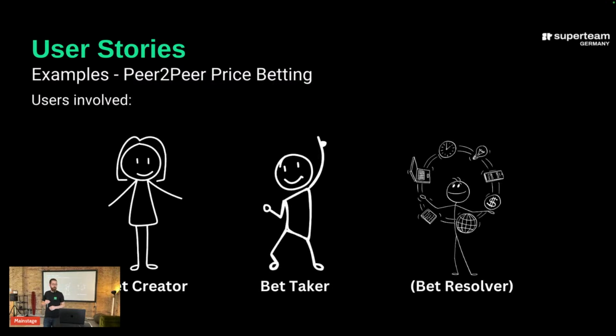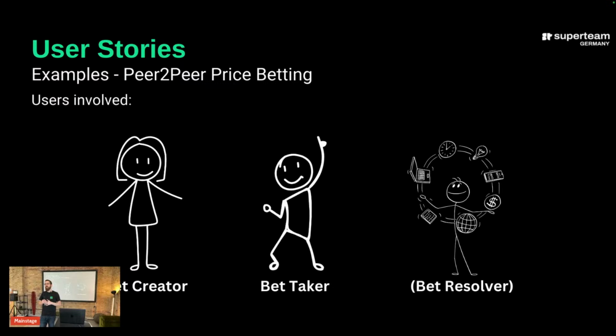So when we think about the peer-to-peer price betting platform that I'm currently implementing, what are the users we have? We have the bet creator, the person who says, hey, I bet that Bitcoin is above 100K in 2 weeks. Then we have the bet taker, who says, hey, no, I don't believe that. I want to bet that it's below that. And then both people find each other, they accept the bet, and then the game is on.